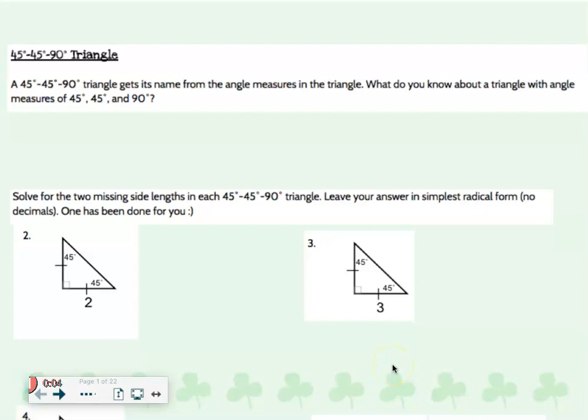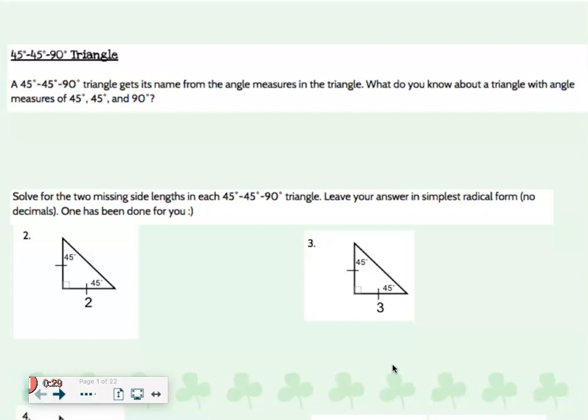So today we're going to learn two special right triangles, the 45, 45, 90 and the 30, 60, 90. What do we know about a 45, 45, 90 degree right triangle? It's a right triangle. What else do we know about it? It has a right angle and two 45s. What about its sides?